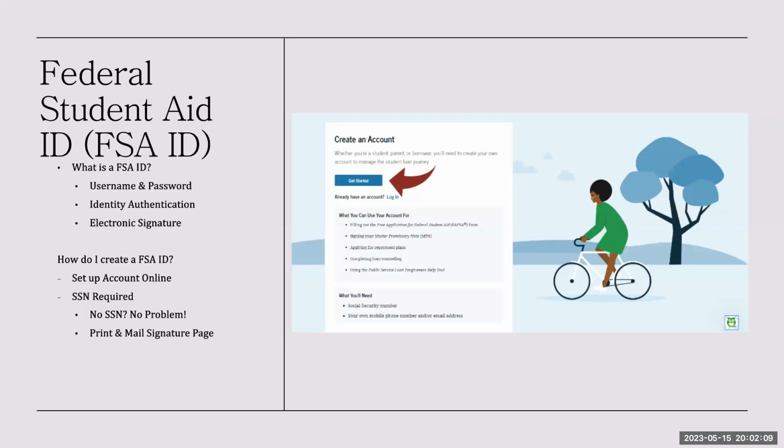Now, if your parent does not have a social security number, they don't have to have an FSA ID for you to apply. They can sign and submit a signature page that will be available once you complete the application as an option for submitting your application. That signature page is signed and then mailed out to FAFSA for processing. If you're having trouble submitting that signature page, contact your office. We'd be happy to help you get that page submitted.